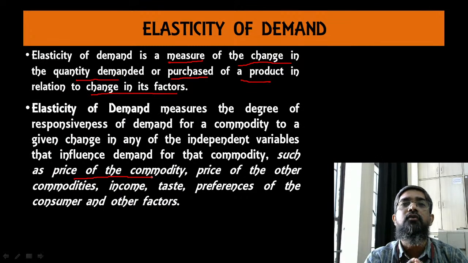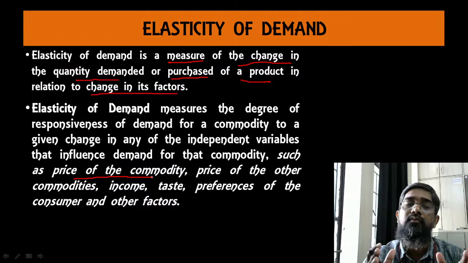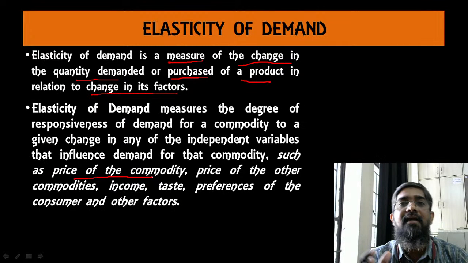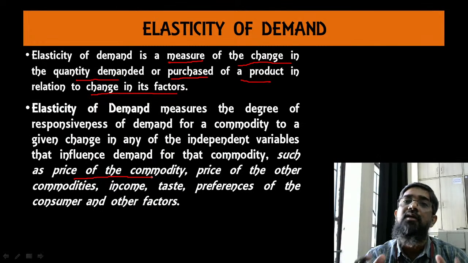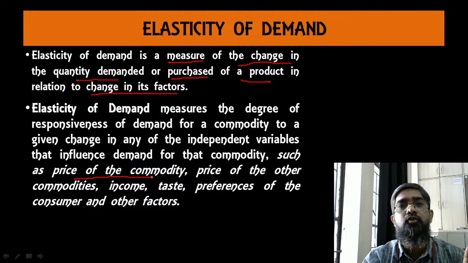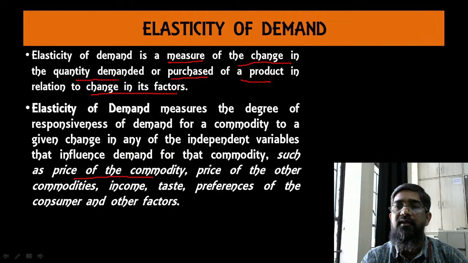So in short, you can call it the elasticity of demand measures the relation between quantity demanded and its factors. The factors may be price of other related goods, income, and so on, right? So that is the meaning of elasticity of demand. Is this clear, students?